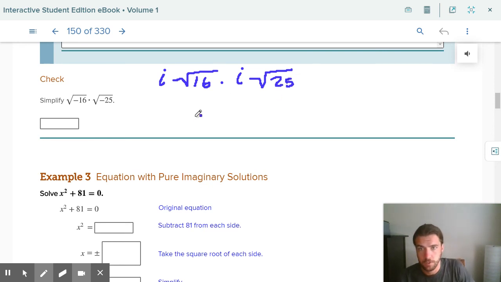Okay, on this one, I'm going to handle this slightly differently. The i's will once again come together to make -1, but rather than putting these two together, I can see that we've already got perfect squares here. Square root of 16 will be 4, square root of 25 will be 5, and our final solution would therefore be -20.